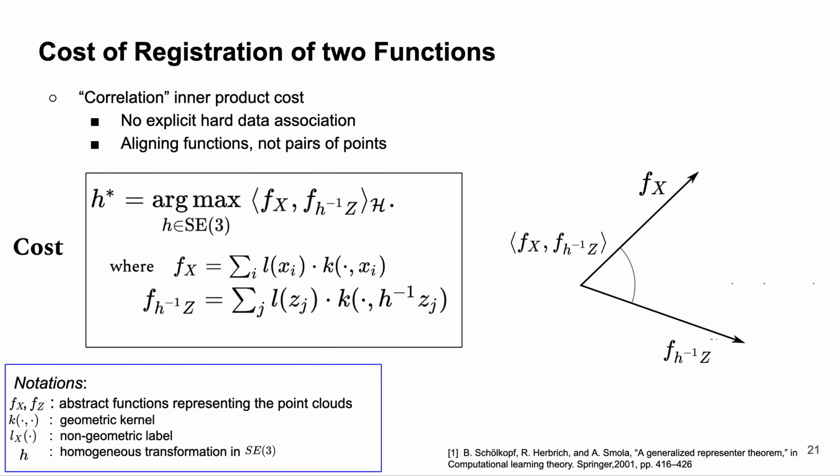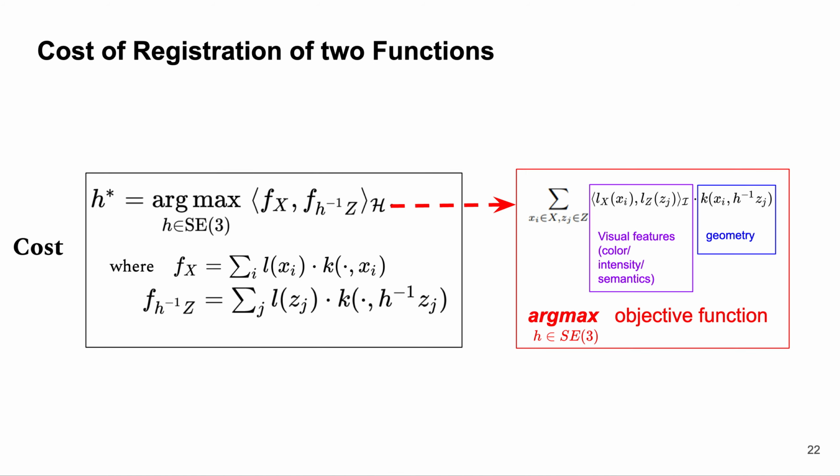So here we define the cost function as the inner product of the two functions of the point clouds. The nice thing about this cost function is that it avoids explicit hard data association, and we are actually aligning the two functions instead of two sets of points. After some math manipulation, we arrive at the double sum of geometric kernels, where the weights of the geometric kernels are the visual features. So this objective function will contain the information from both the geometric and non-geometric information.